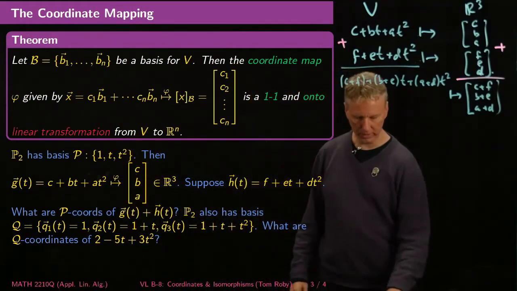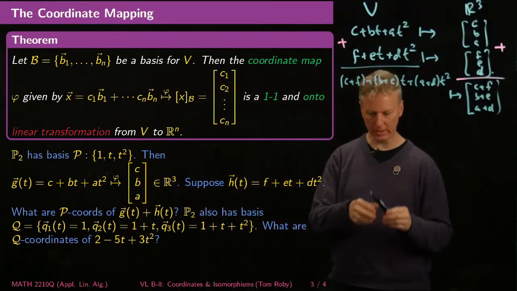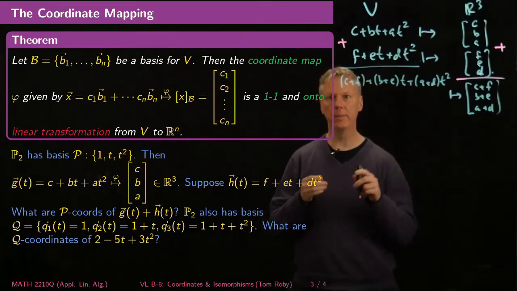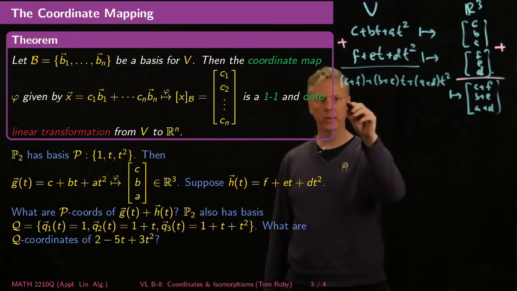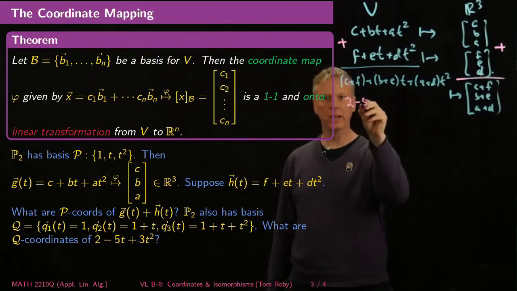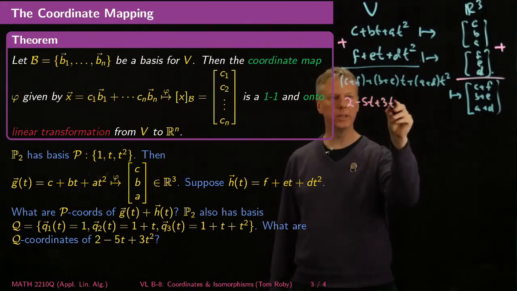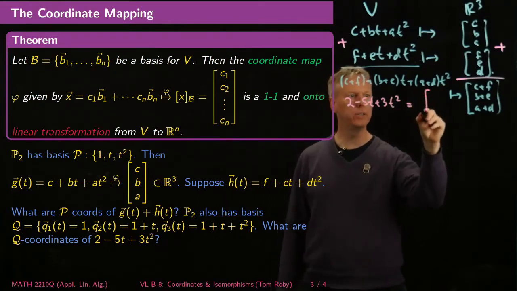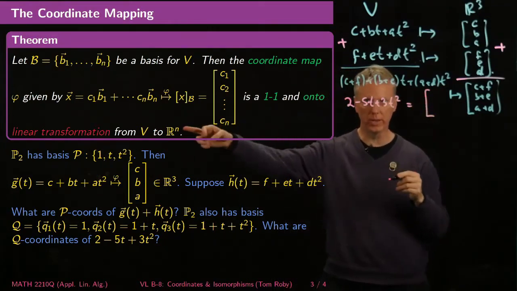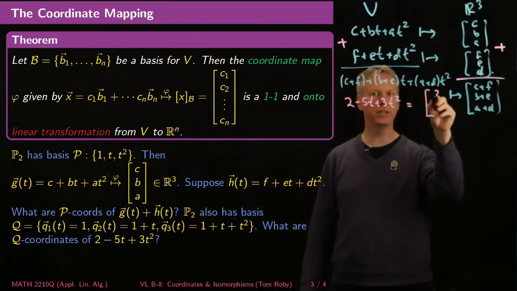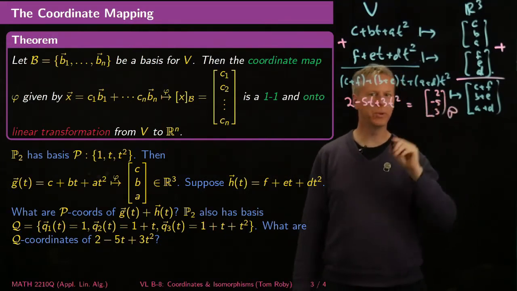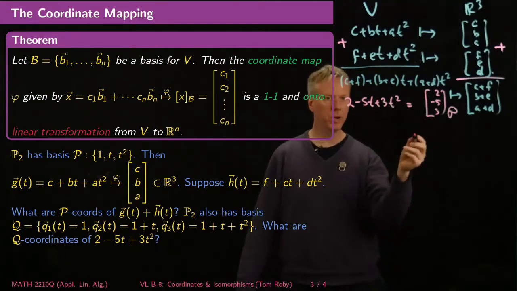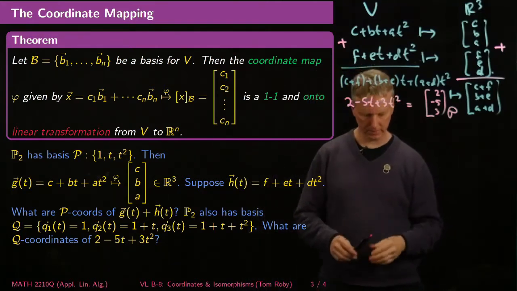But if I want the Q-coordinates, let me just write something down here now. I'm interested in the polynomial 2 minus 5t plus 3t squared. Now, if I just look at it in the standard basis coordinates, the P-coordinates, then I would just get 2, minus 5, 3. And I'll write a little script P there. But what's it going to be in these other coordinates?